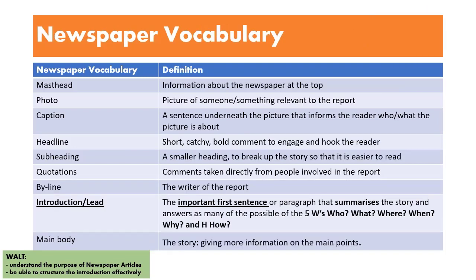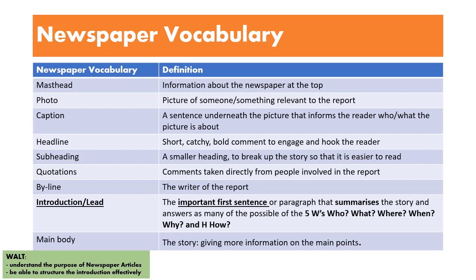Okay, so these are the answers. So a masthead is information that is presented to you about the newspaper at the top. A photo, quite straightforward, is a picture of someone or something relevant to the report. A caption, again, a word you should be familiar with, is a sentence underneath the picture that informs the reader who or what the picture is about. Headline: short, catchy, bold comment to engage and hook the reader.